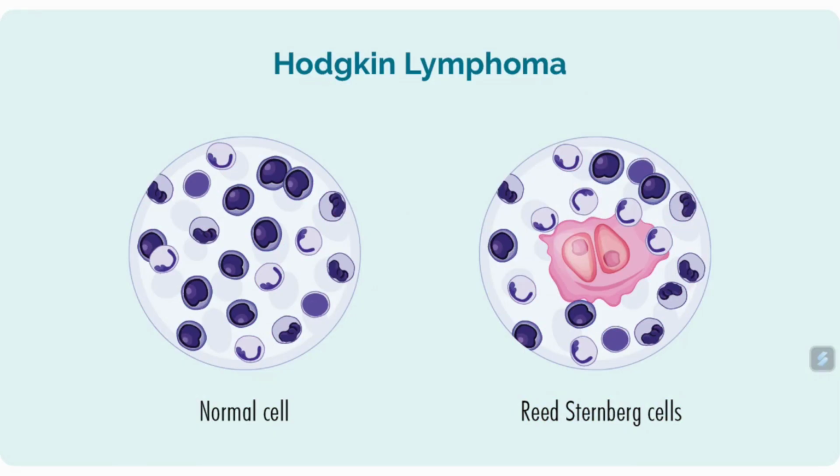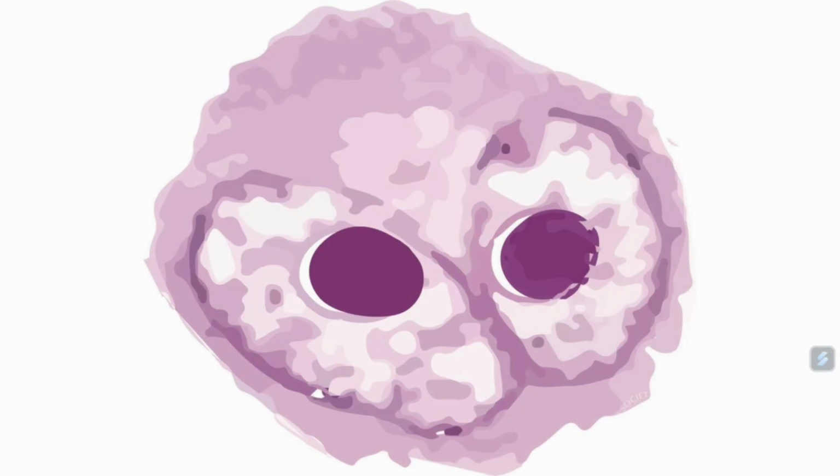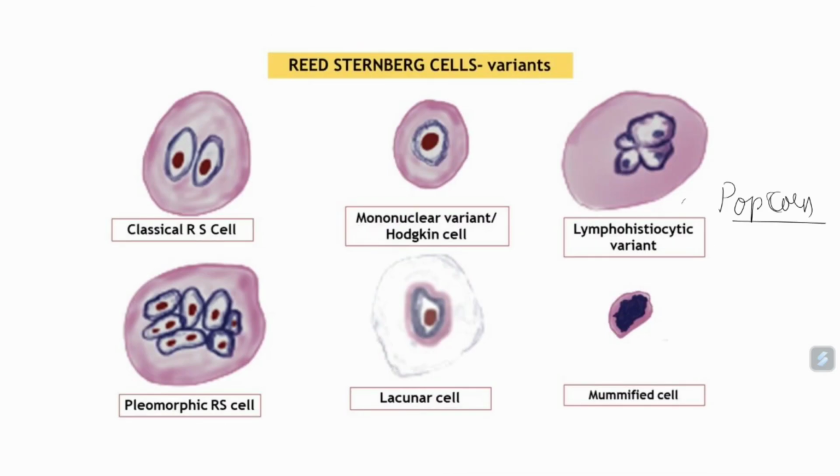Just try to see this: the normal lymphocytes, and here the patient with Reed-Sternberg cells. And in Reed-Sternberg cells, we have different types. Based on these types, we differentiate Hodgkin's lymphoma into different classifications. In Hodgkin's lymphoma, we have so many types. Here you can see a very classic Reed-Sternberg cell, and this is a mononuclear one. Some cells will have a single nucleus and single nucleolus, so they are called mononuclear variants.